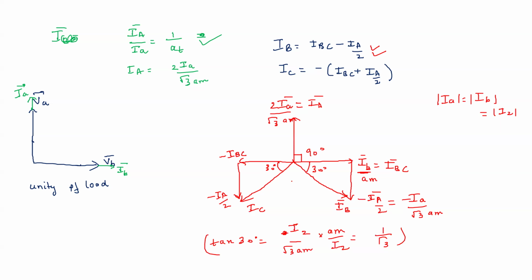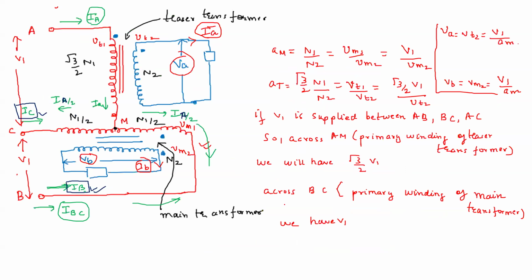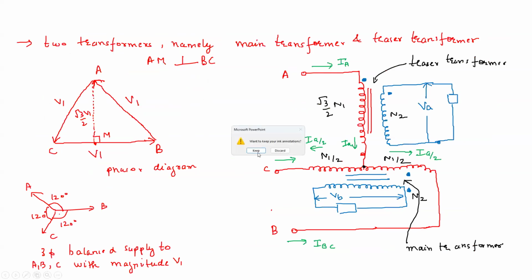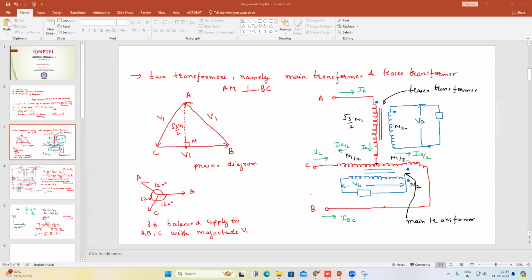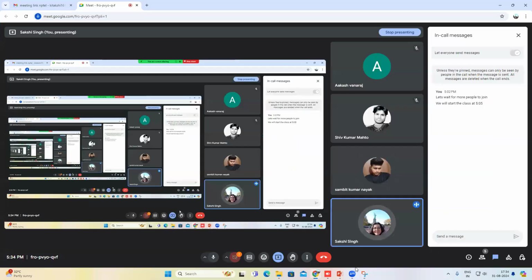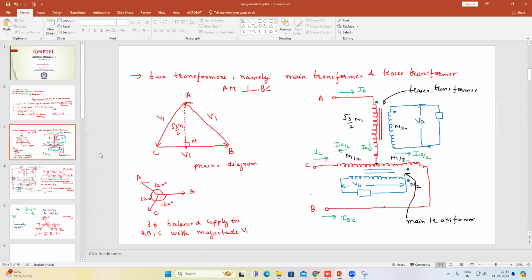So till now, is there any doubt here? If there is any doubt, you ask. Anytime you have a doubt regarding how the things are happening, you ask me.